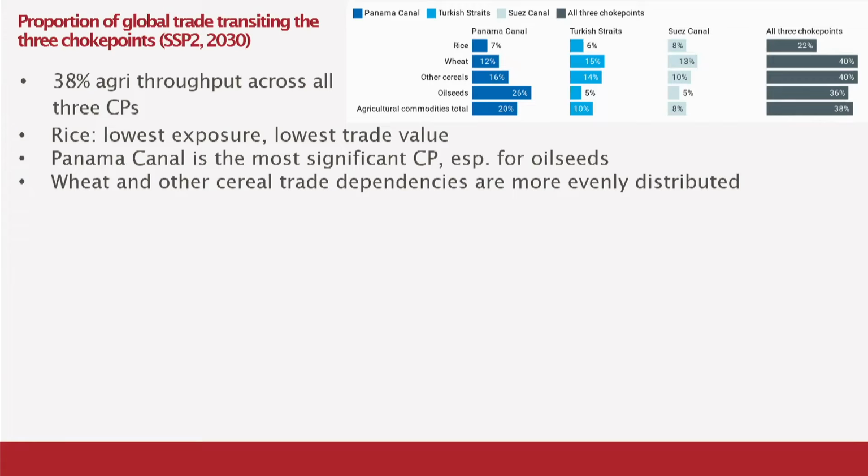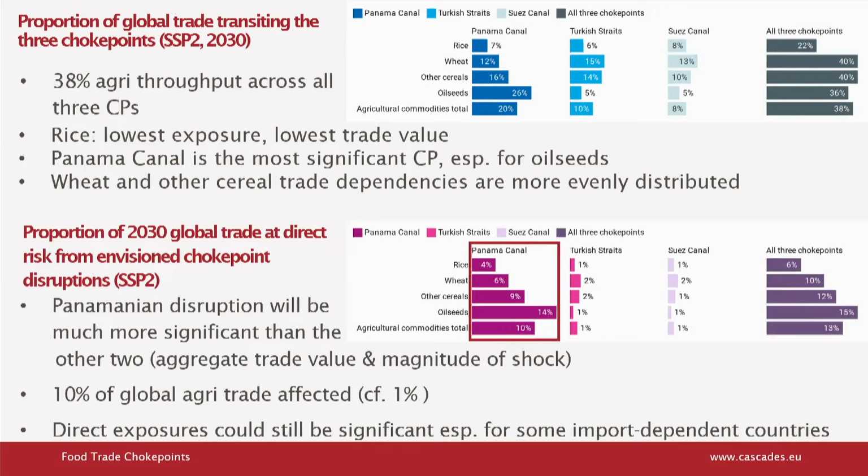So as background, across all of those three choke points, around 38%, 40% of agricultural trade passes through them. If you look at that on a commodity basis, rice has both the lowest exposure to those specific choke points and has the lowest trade value. Panama Canal is the most significant choke point, especially for oil seeds, obviously coming out of Latin America. And for wheat and other cereals, the dependencies are more evenly distributed.